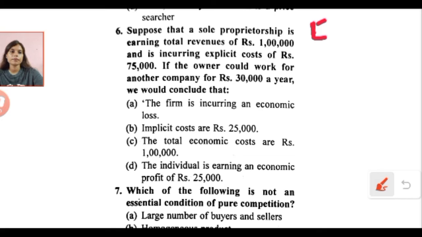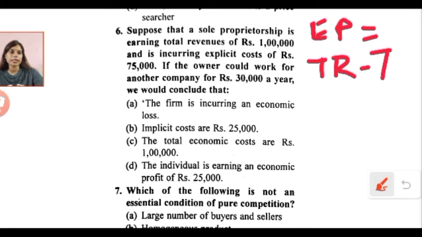Economic profit, I'm writing it down, EP. EP is equal to TR minus TC. Now what is TC? TC is the explicit cost plus the implicit cost. All right, so that's the formula.